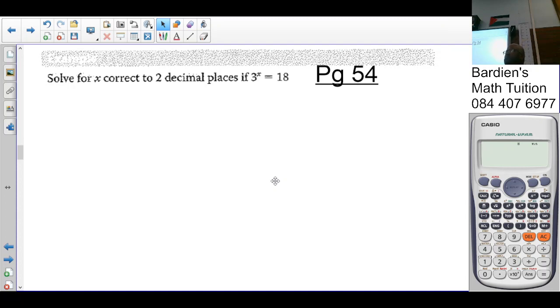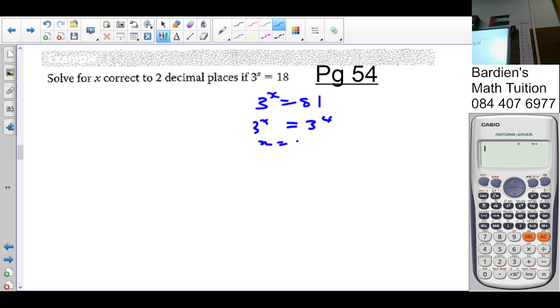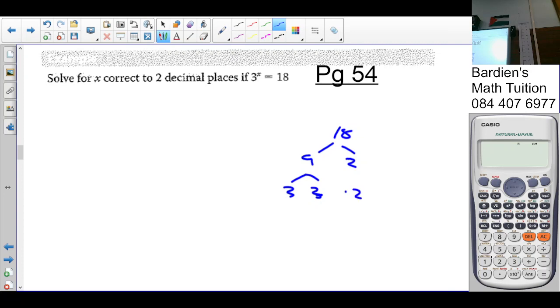Before, if it was 3 to the x equal to 81, that is simple. That's 3 to the 4, so x is equal to 4. Not so here. Why? Because before, the bases could be written as the same base. However, we can't write 18 as a power of 3 only. If you break 18 up, it's 3 times 3 times 2, which is 3 squared times 2. So we can never say that x is equal to 2, because 3 squared is 9. That's not going to work.